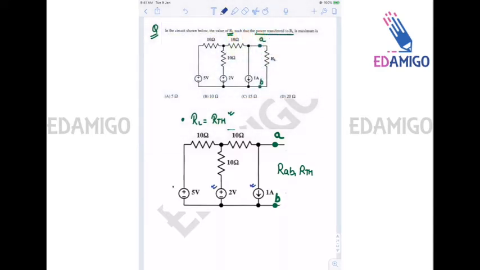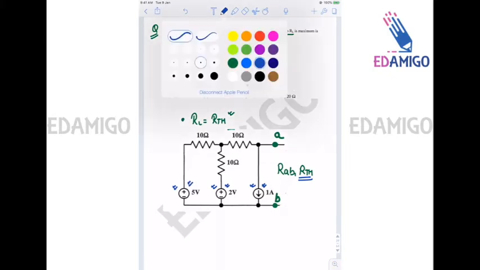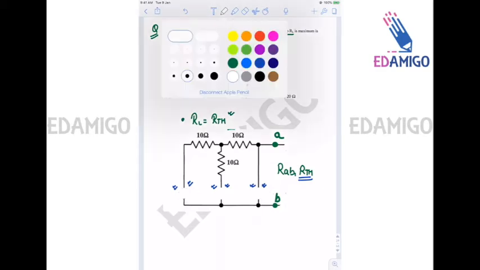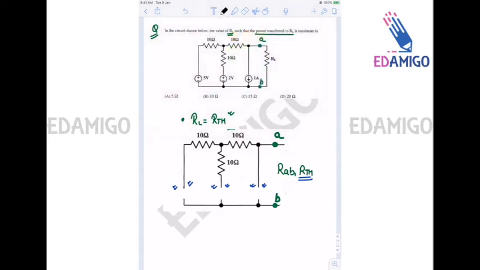since all these sources are independent sources, these independent sources are removed for calculating RTH. The current source is open circuited, and the voltage sources are short circuited. So we will remove the current source and the voltage source, short circuit the voltage sources, and keep the current source as open circuit.